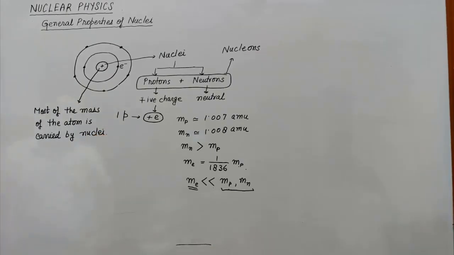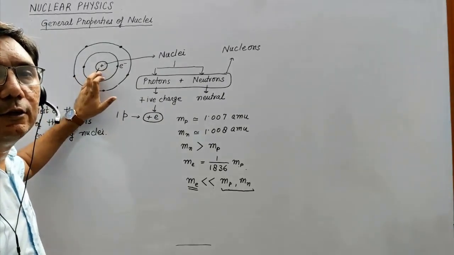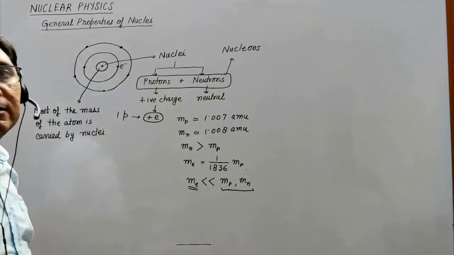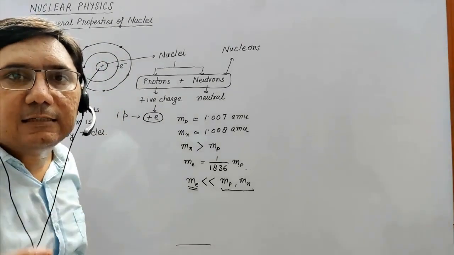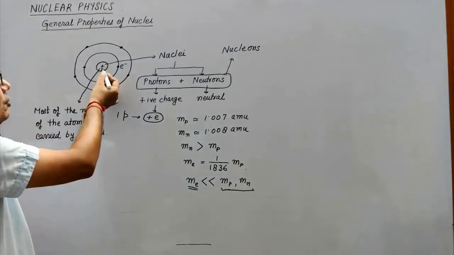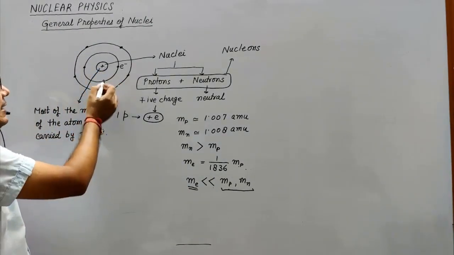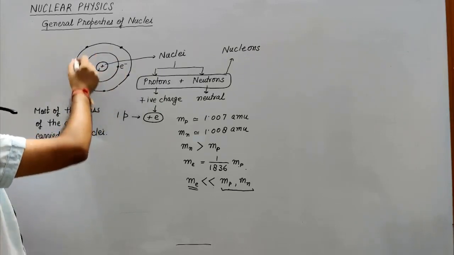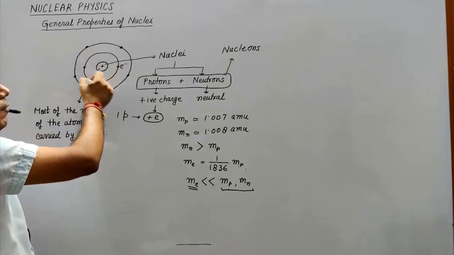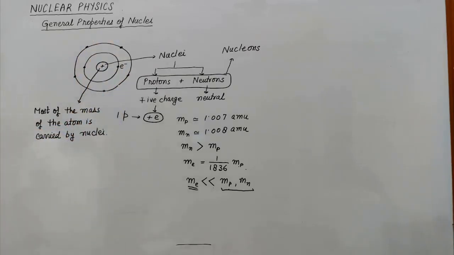This is one of the important things of the nuclei. Another is the charge. Charge on this nuclei is positive. So total positive charge of the atom is carried by this nuclei. So total positive charge is here inside the nuclei, and negative charge is here in the form of electrons which are revolving in different orbits around the nuclei.